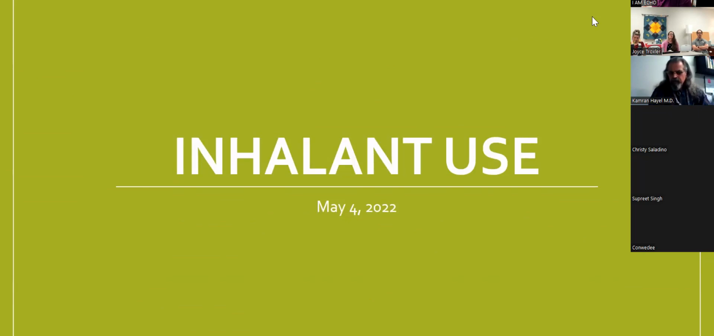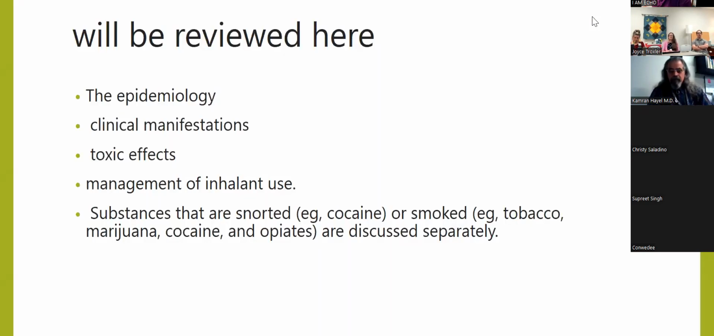Inhalant use. It's very important, but also hard to find information about. Today, we try to talk about the epidemiology, clinical manifestation, toxic effect, and management of the inhalant. As you all know, lots of other substances can be inhaled, such as cocaine, tobacco, marijuana, opioids. Some people crush the pills and snort them, and those are not going to be really discussed today.